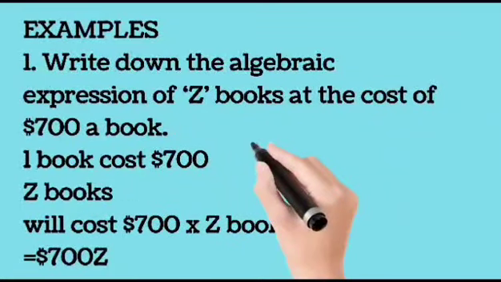Here's example 1. Write down the algebraic expression of Z books at the cost of $700 a book. A book costs $700. Z books will cost 700 times Z. Because once one is given and you're asked to find more, it is multiplication. Your algebraic expression is 700Z, and that's it.